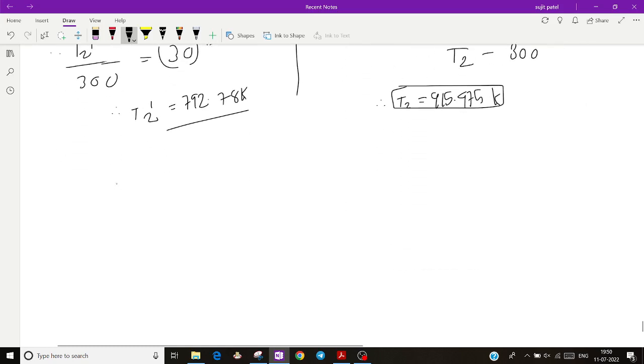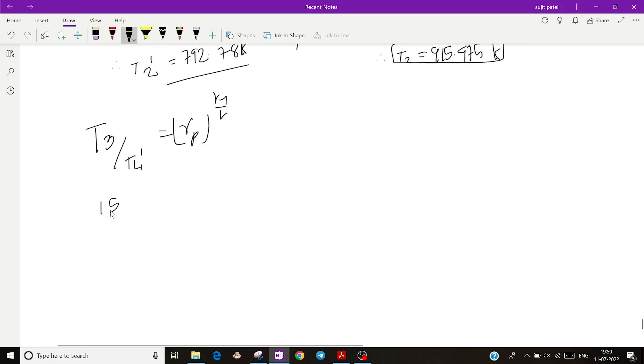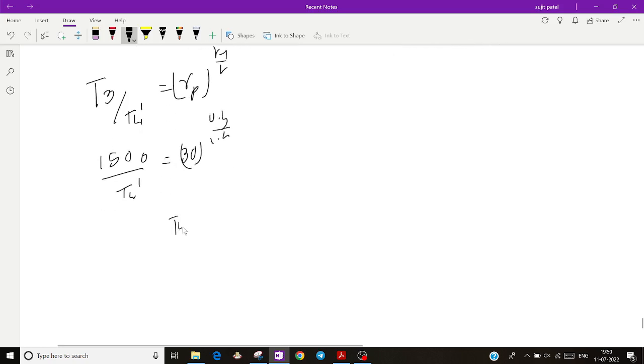Now from 3 to 4, if you take isentropic expansion, then T3 by T4 dash is equal to pressure ratio power gamma minus 1 upon gamma. T3 is 1500 Kelvin, pressure ratio is 30 power 0.4 divided by 1.4. When you solve this, you will get the isentropic turbine exit temperature T4 dash, that is 567.62 Kelvin.